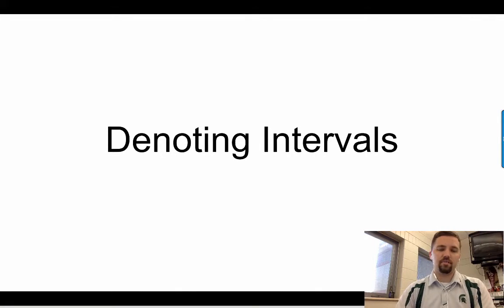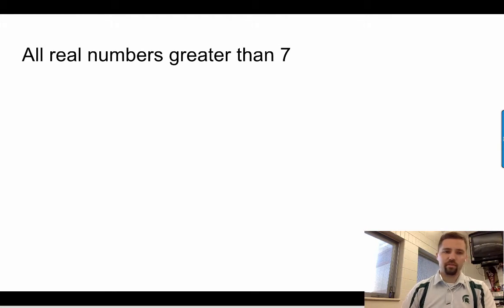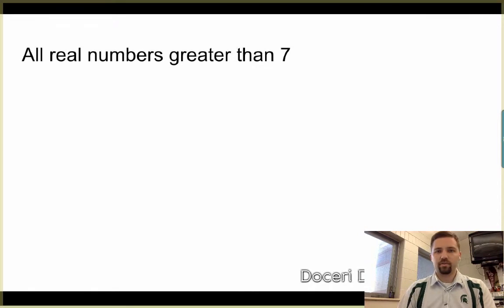This video is just intended to be a short video explaining how to denote intervals in mathematics. There's three different ways: the number line notation, inequality notation, and interval notation. So we're just going to do a few examples here, and I'll show you all three for each example. Okay? So all numbers greater than 7.